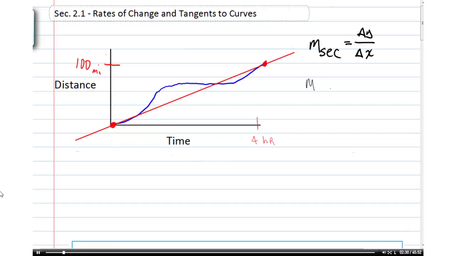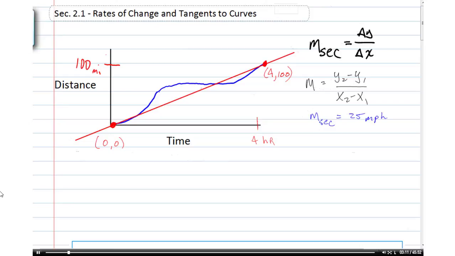So the slope of any secant line, remember, is y2 minus y1 over x2 minus x1. Now that looks like the slope formula that you're more familiar with. Well, my first point right here is the point (0, 0). When I started out at time equals 0, I've traveled 0 miles. And then up here I have a point for 4 hours and 100 miles. So what was my average speed over that trip? This is the part where you respond. It's 25 miles per hour.